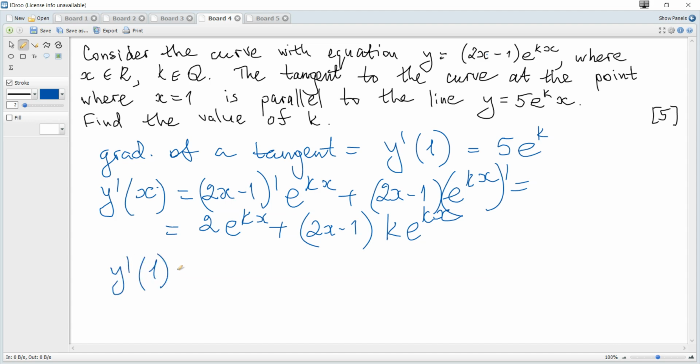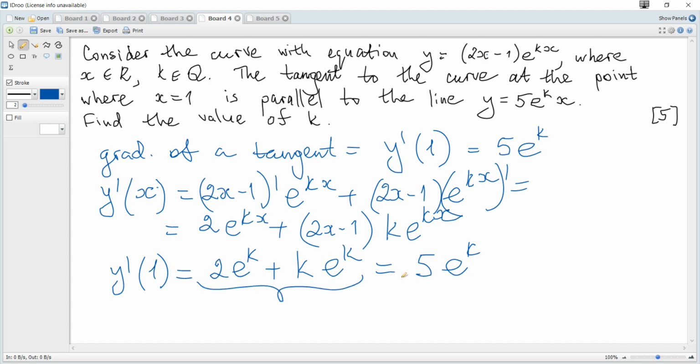And the gradient of a tangent is the derivative at the point x equals 1, hence we substitute 1 for x and get 2 e to the power of k plus 2 times 1 minus 1, which is just 1, multiplied by k e to the power of k, and hence it's 5 e to the power of k. We use this because it's the gradient of a tangent, and since this tangent is parallel to this line, they have the same gradients. And we can see that we can divide each term by e to the power of k, and hence we can see that k is 3. And that's all for this question.